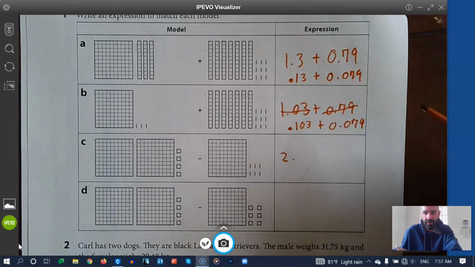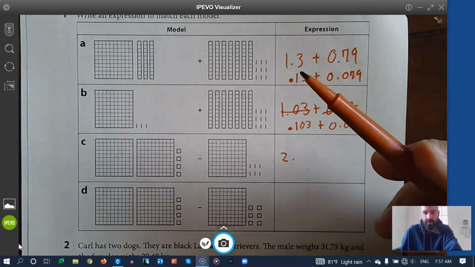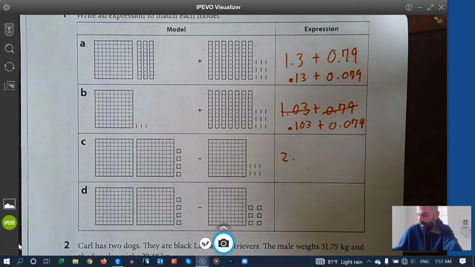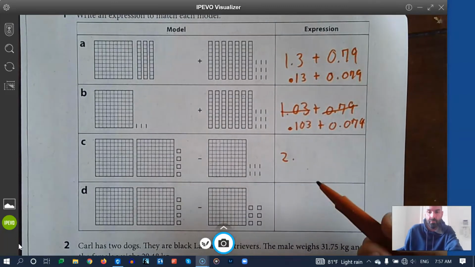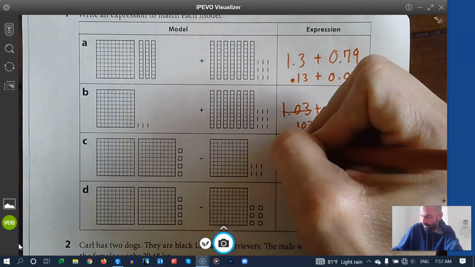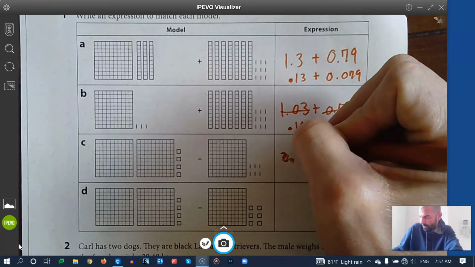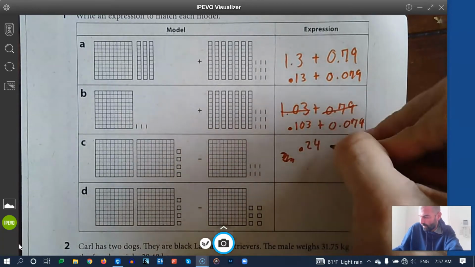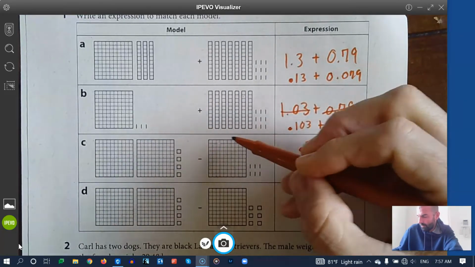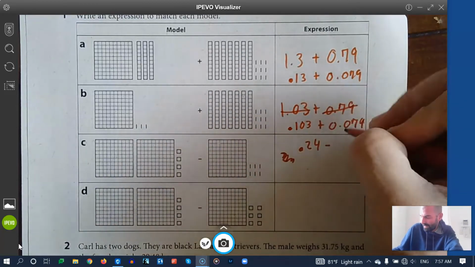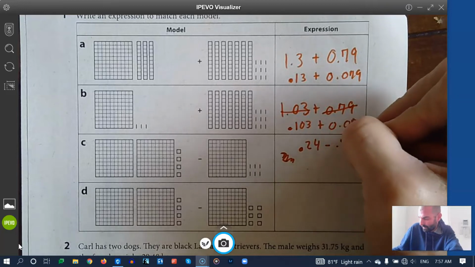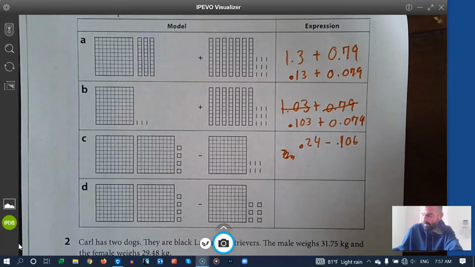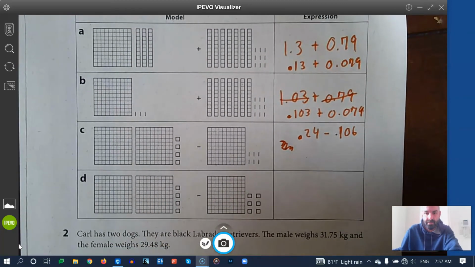I should have realized that we have the flat, the rod, the little square, and then that little mini rod. I had forgotten that. All right, moving on. Sorry about that. So this is not 2 wholes anymore. That's 2 tenths. And then 1, 2, 3, 4 hundredths. So this is 24 hundredths minus, again, 1/10 and 6 thousandths. So that's 106 thousandths. And let's look at D.